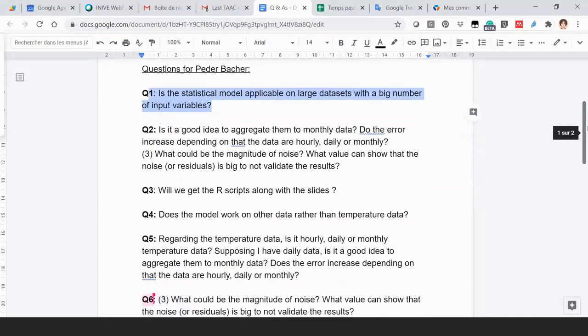Of course they work with a large number of input variables, but as the model gets more complicated, it gets more complicated to estimate parameters. But there are many different techniques. So depending on the application, that's how you should choose the right technique.